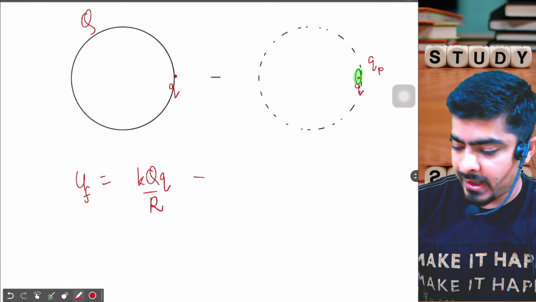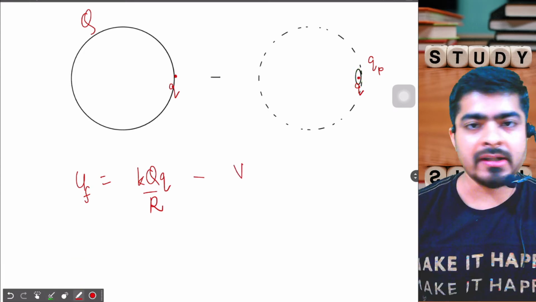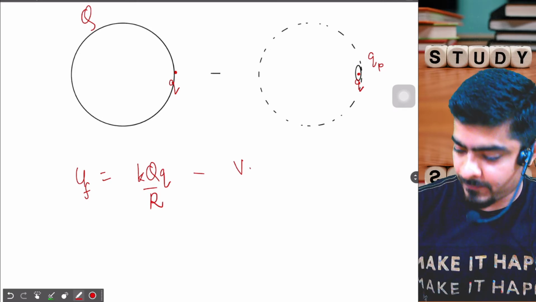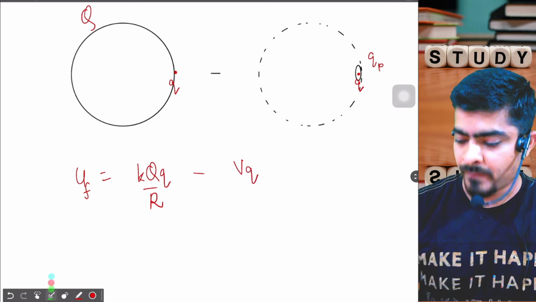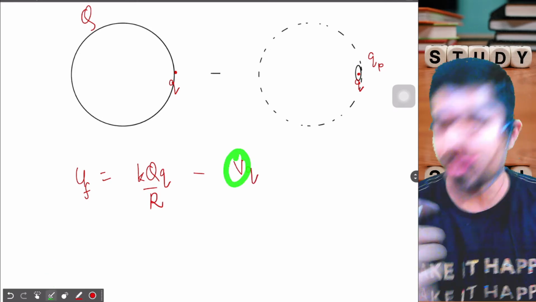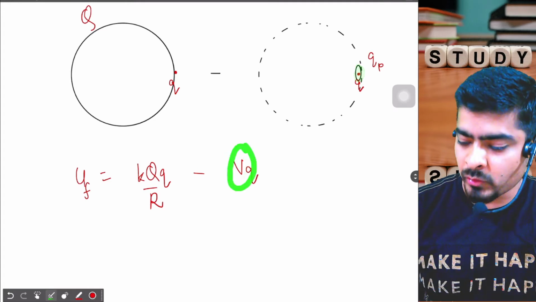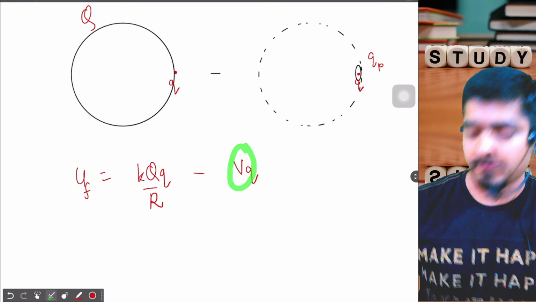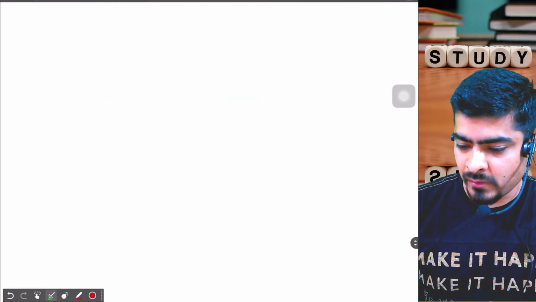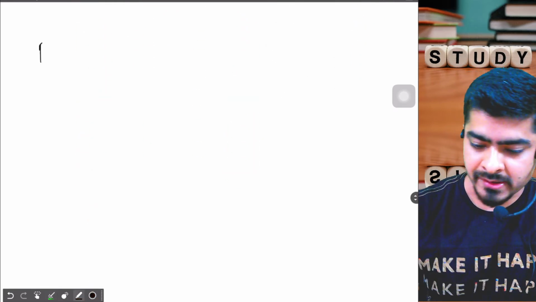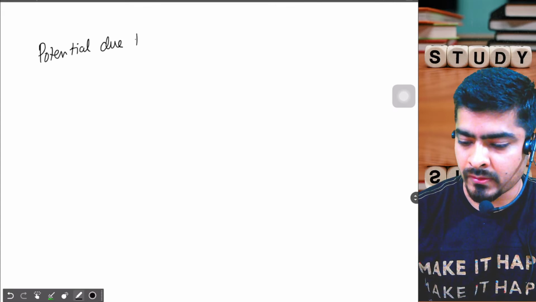So we can write down that, let's say the potential created by the disc is V, and multiply by the charge small q. What is V? V is the potential created by this tiny disk at its center. So all we have to do is calculate the value of V and we can simplify the problem. So first of all, let's calculate the potential due to the disk at its center.